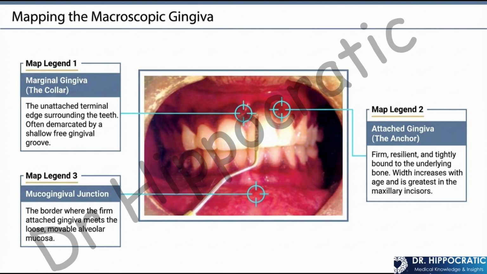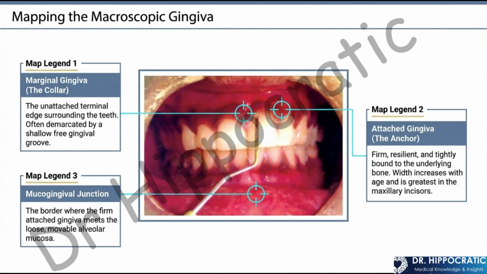Oh, interesting. And you see that shallow, free gingival groove mentioned in the text. That's a slight depression on the outer surface of the gum. Histologically, it often corresponds to the exact level of the bottom of that unattached collar, basically marking the transition to the next geographical zone. Which brings us to map legend 2. The line here points below the collar to the broader band of tissue. It reads, attached gingiva, the anchor, firm, resilient, and tightly bound to the underlying bone. Width increases with age and is greatest in the maxillary incisors.